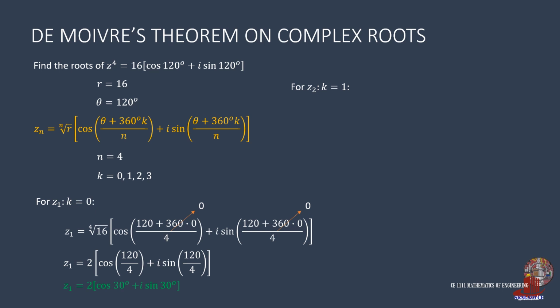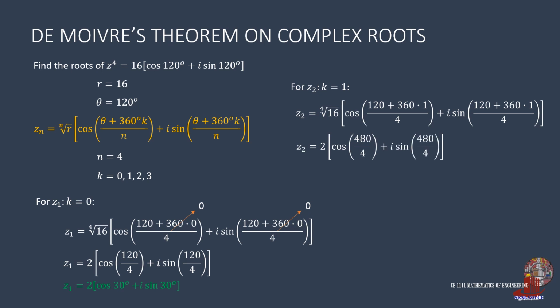For z2, k is taken as 1. With the same pattern, we have z2 as the fourth root of 16 times cosine of 120 plus 360 times 1 upon 4 plus i sine of 120 plus 360 times 1 upon 4. z2 is then 2 cosine of 480 over 4 plus i sine of 480 upon 4. Simplified as 2 cosine of 120 plus i sine of 120 degrees.